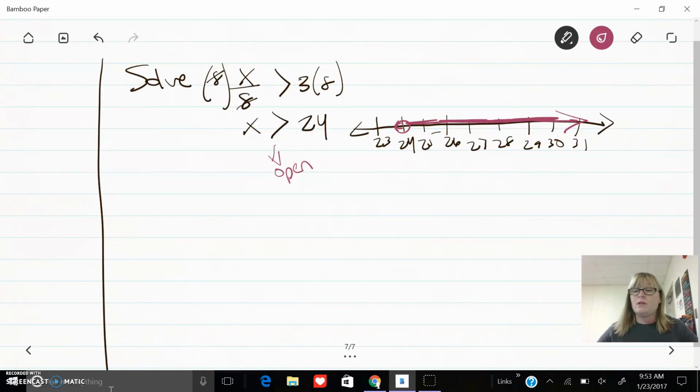You guys can do the knowledge check. I would hope everybody gets this correct because we've been doing inverse operations from the beginning of the year.